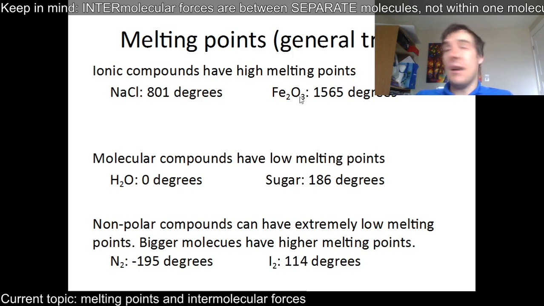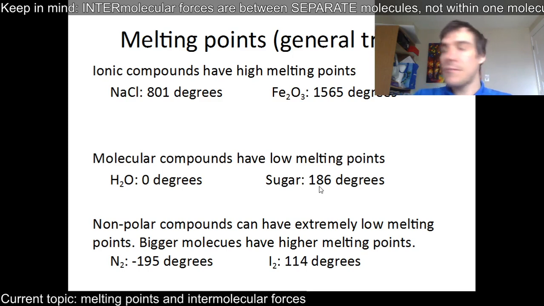Iron oxide, right? This is iron(III) oxide, but it's 1500 degrees, 1565 degrees Celsius. Molecular compounds tend to have relatively low melting points, but it depends on the size. Water melts at 0 degrees, sugar melts at 186 degrees. So size also changes how it melts.